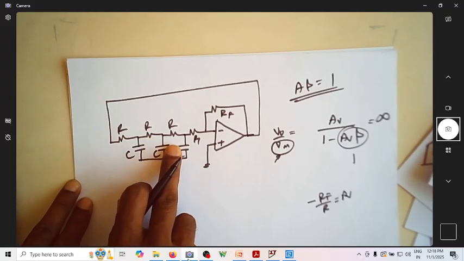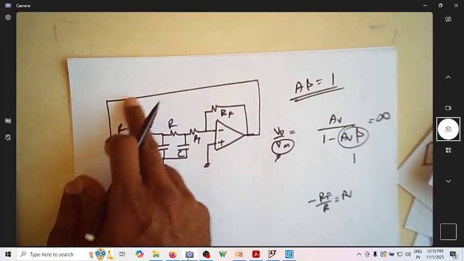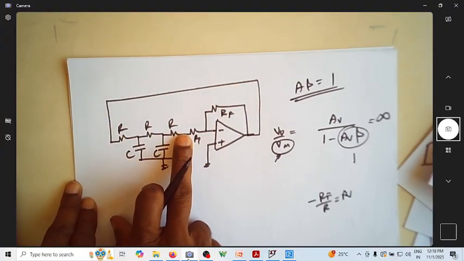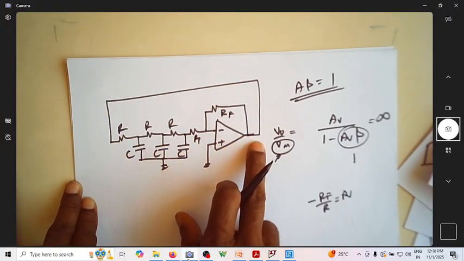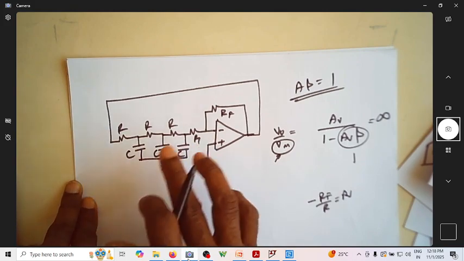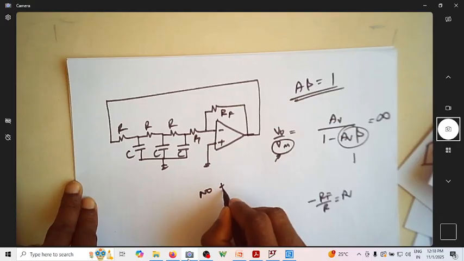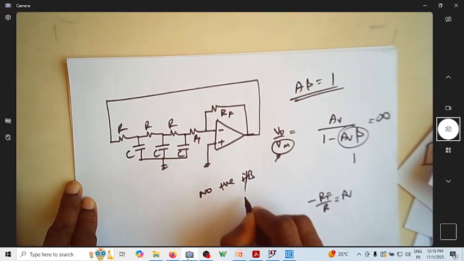RC, RC, RC. Now we are not providing negative feedback. Sorry, we are not giving positive feedback at all. Can you see, is the signal going back here? So there is no positive feedback.